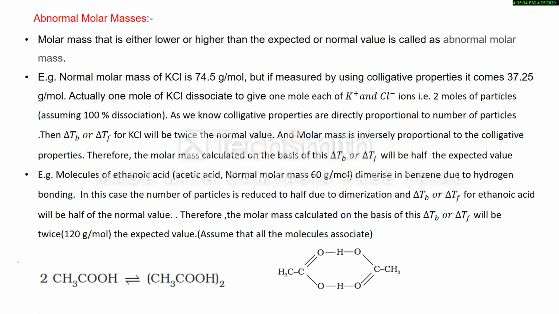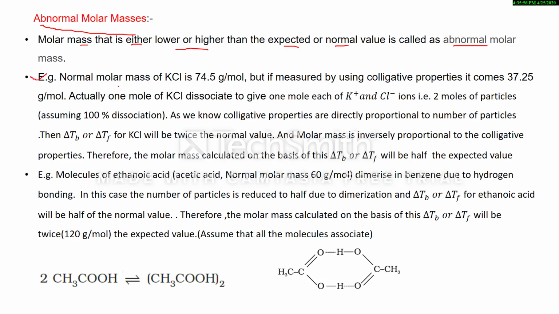In the previous two videos we have discussed the colligative properties. Now in this video we are going to discuss some more points. First we'll discuss abnormal molar mass. Molar mass that is either lower or higher than the accepted or normal value is called abnormal molar mass.